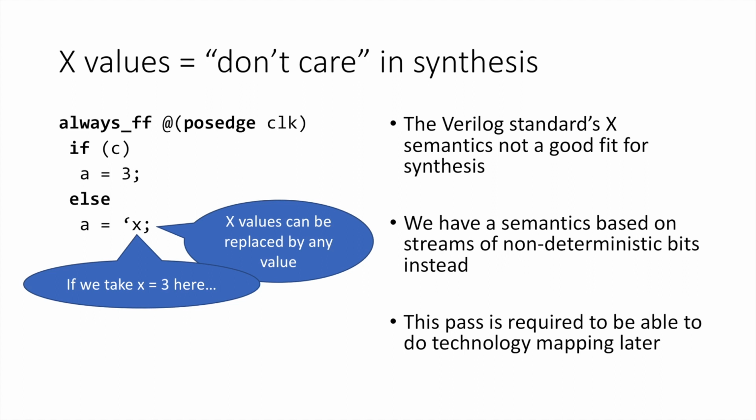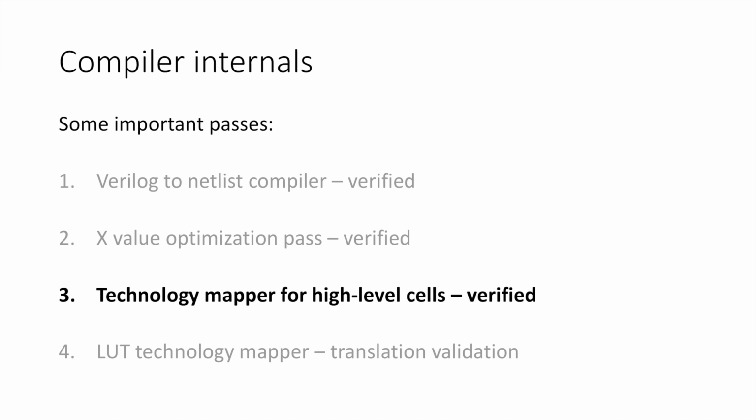But one problem is that the Verilog standard x semantics is not a good fit for synthesis. So instead of following the standard here, we had to come up with our own semantics for x values, and our semantics is based on streams of non-deterministic bits. And not only is this pass an optimization pass, this pass is actually required to be able to do technology mapping later, because our target cell set does not include any non-deterministic cells, and after this pass, our netlist is entirely deterministic. And Lutsig also does technology mapping, so let's look into that as well.